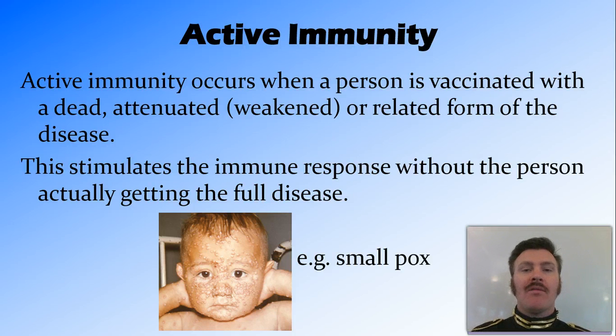Now, an example of a disease where we use a related form is smallpox. Smallpox was actually the first disease that a vaccination was developed for, and it was developed from a related disease, the cowpox, that is much less severe. So what they did is they purposely gave people the cowpox, and by having the cowpox, it meant they were immune from the smallpox.